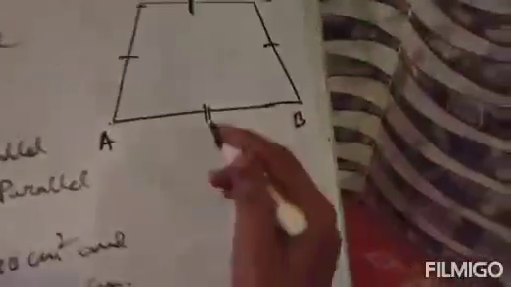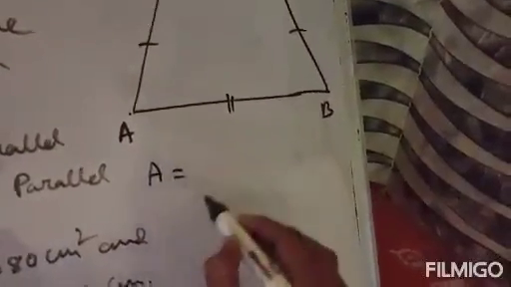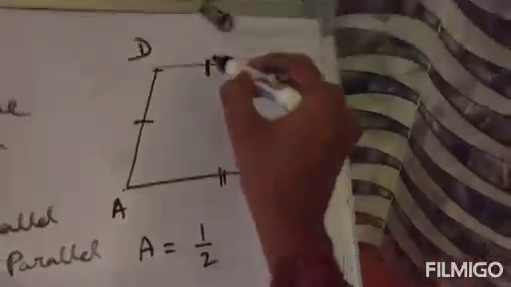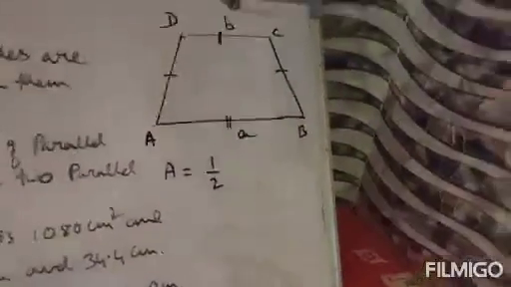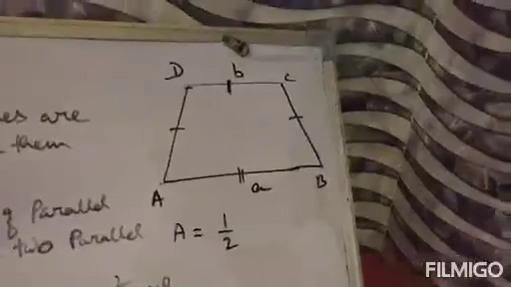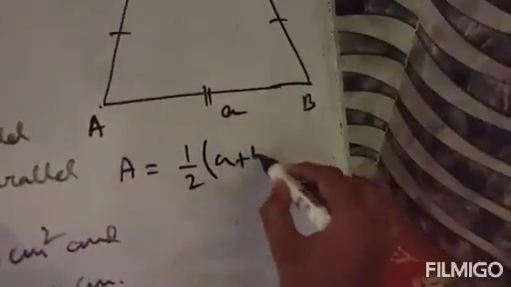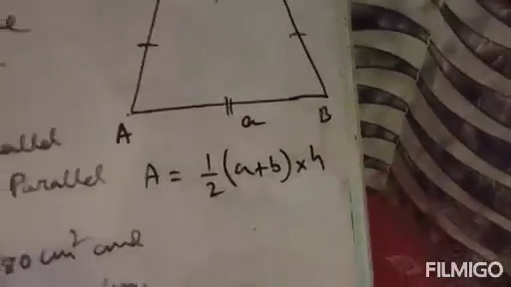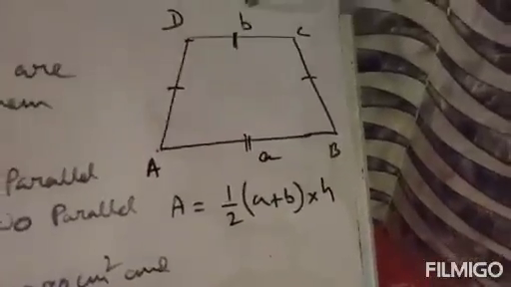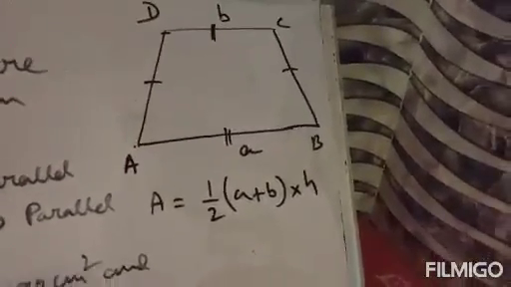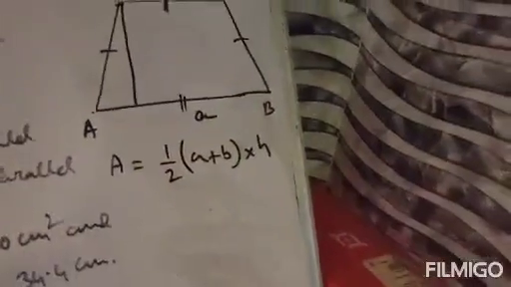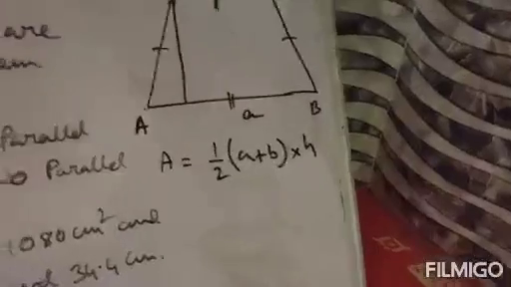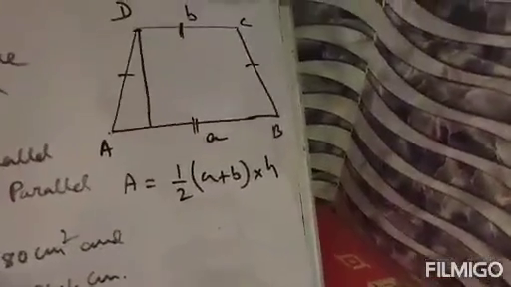Clear? And the area of this trapezium is given by, suppose the length of AB is A unit and the length of DC is B unit. The formula is 1 by 2 into (A plus B) into H. H means height, the distance between the two parallel sides, this distance, or the height of the trapezium.